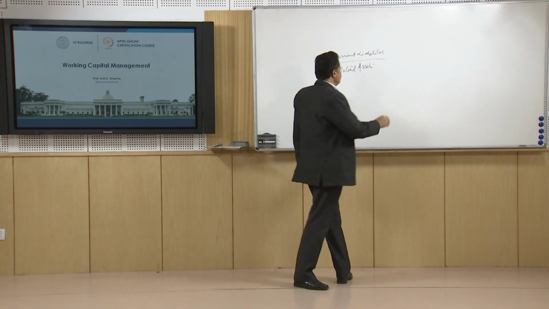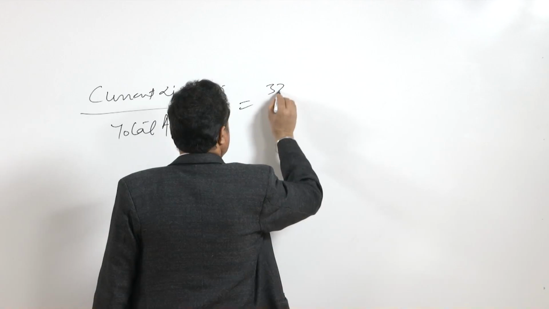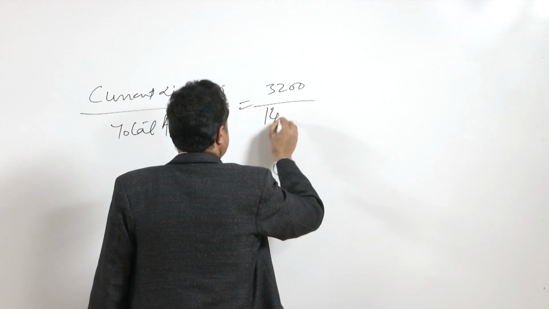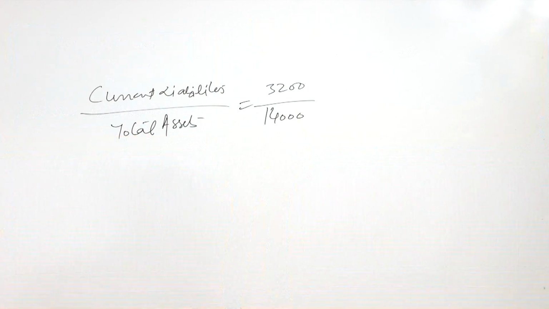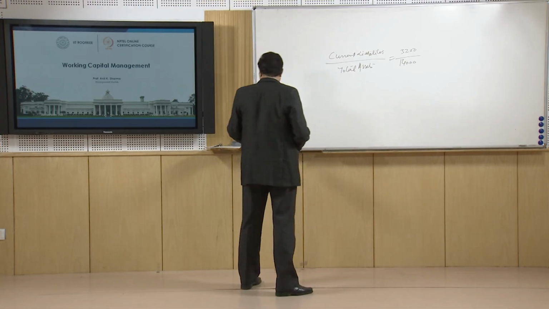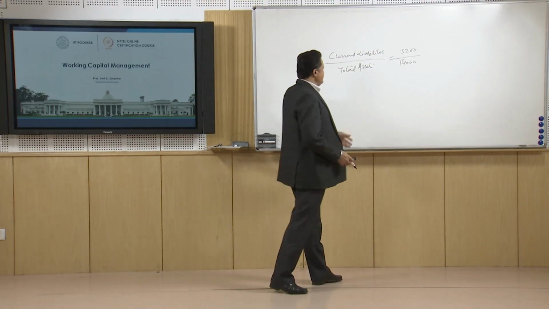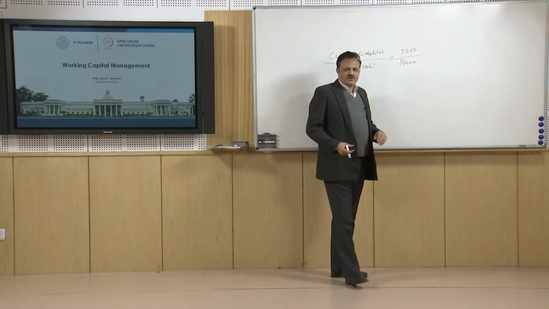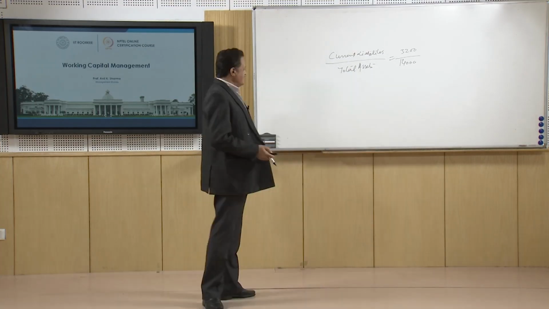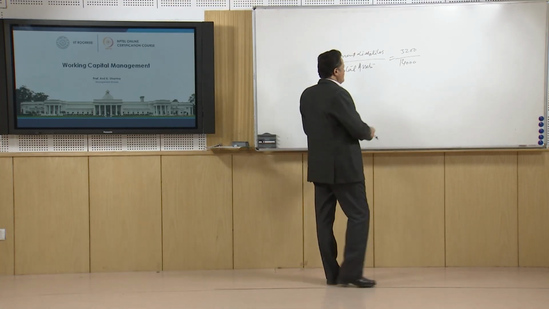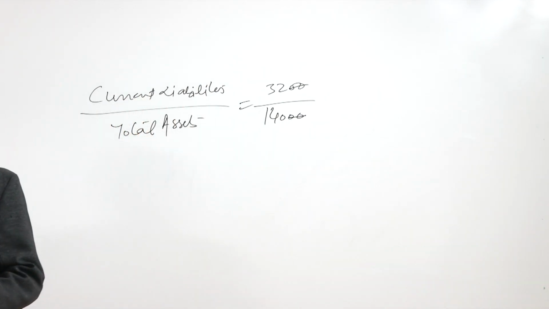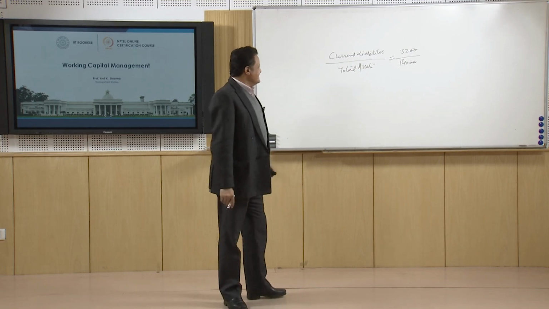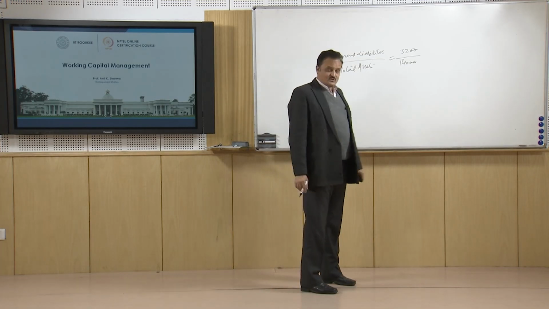Now for example, in the original balance sheet the current liabilities are 3,200 and total assets are 14,000, so we can calculate the ratio. What is this ratio indicating? The ratio will be 3,200 divided by 14,000, so 32 is to 140, where the total assets are the current plus the long term or fixed assets.